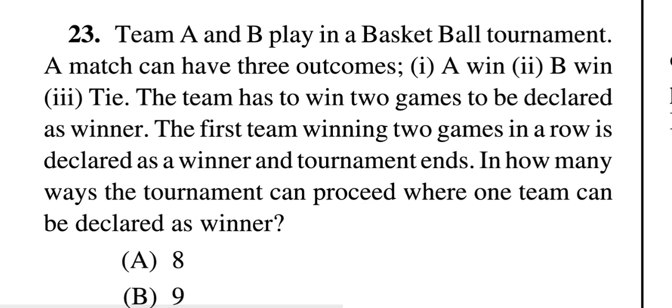It says team A and B play in a basketball tournament. A match can have 3 outcomes: A win, B win, and number 3, tie. The team has to win 2 games to be declared as winner. The first team winning 2 games in a row is declared as a winner and the tournament ends. In how many ways can the tournament proceed where one team can be declared as winner?